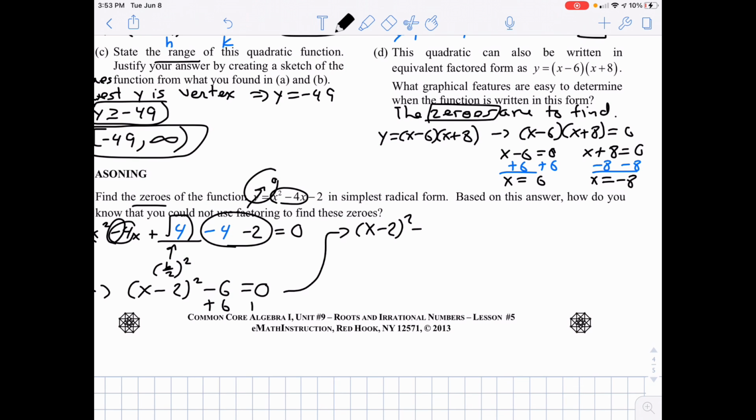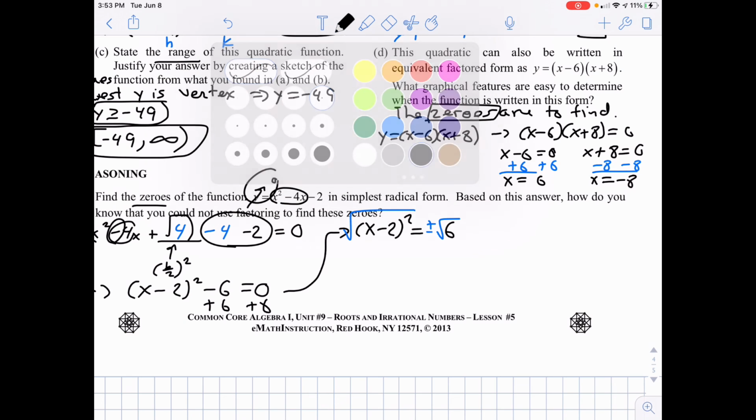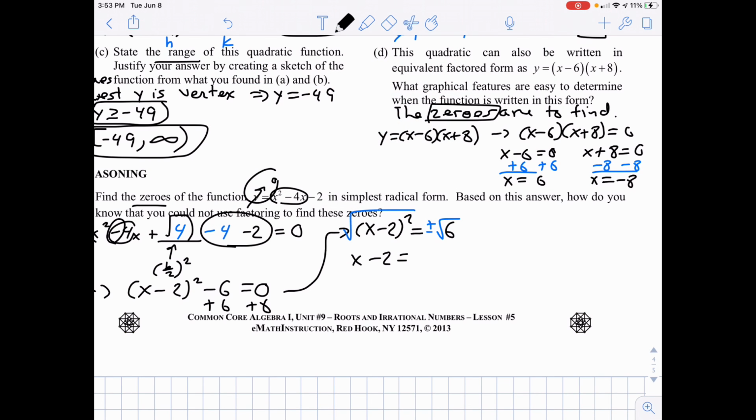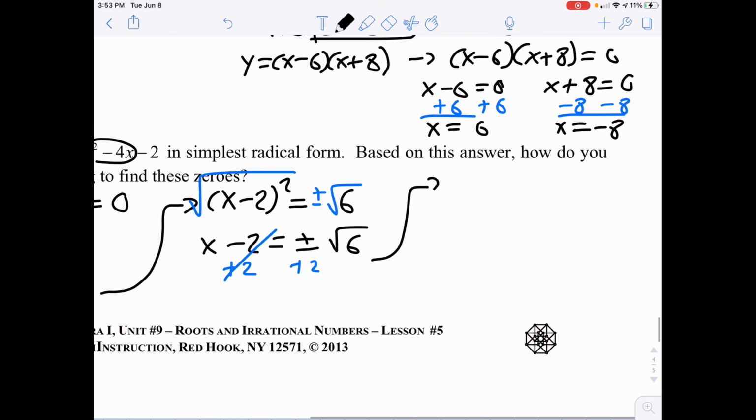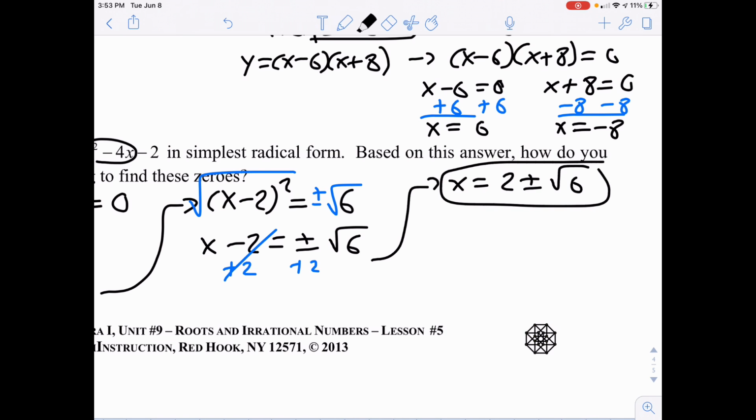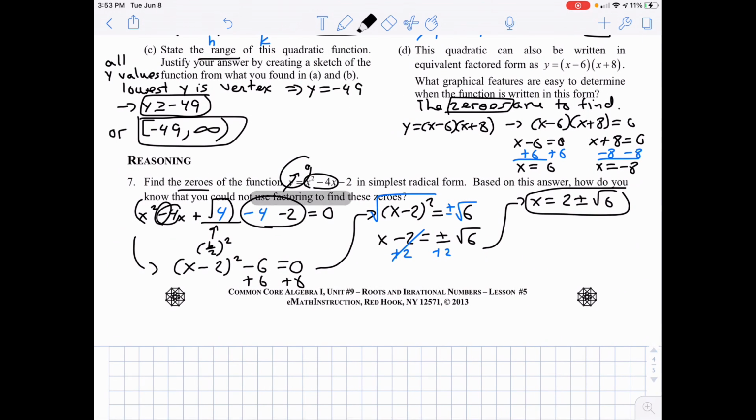Well, I'm going to add 6 both sides, and so that's equal to 6. Let's go ahead and take the plus or minus square root of this, both sides. And we get x minus 2 is equal to plus or minus radical 6. Go ahead and add 2 to both sides. And we get x is equal to 2 plus or minus radical 6. Now that's our answer. That's our solution. But it says, based on this, how do you know you could not factor?